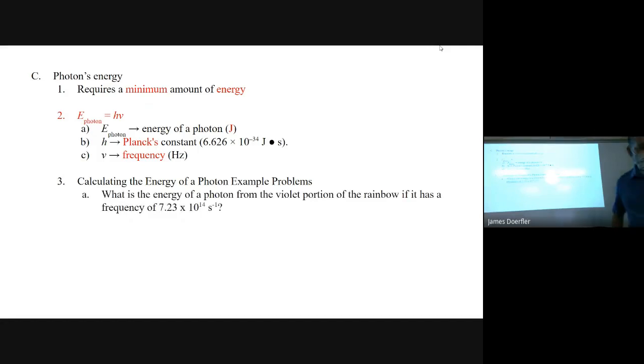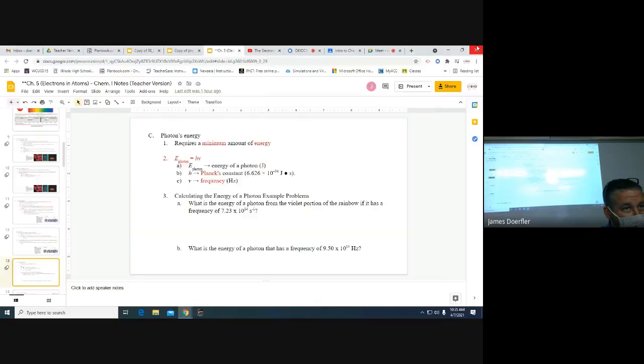First one, you want to have your calculators readily available. First one says, what is the energy of a photon from the violet portion of the rainbow if it has a frequency of 7.23 times 10 to the 14th s to the minus 1? So let's take a peek.